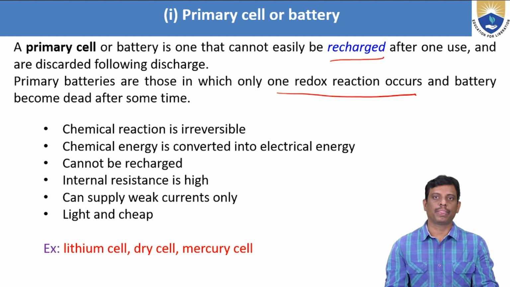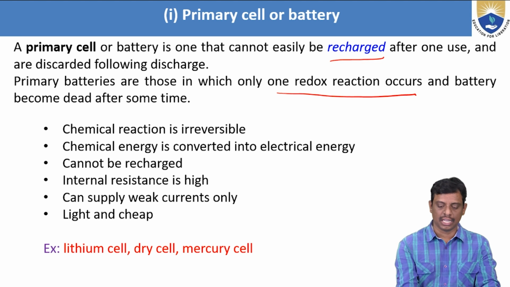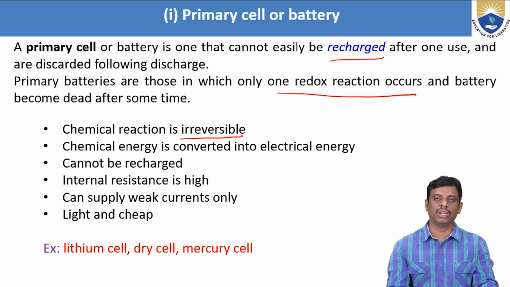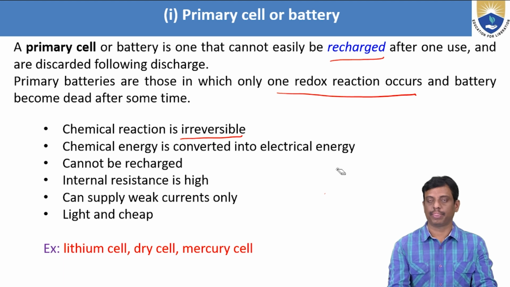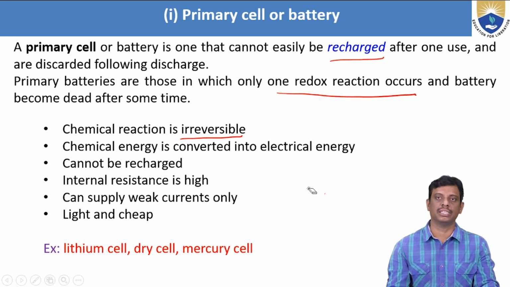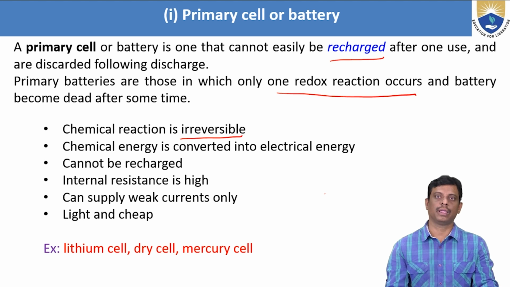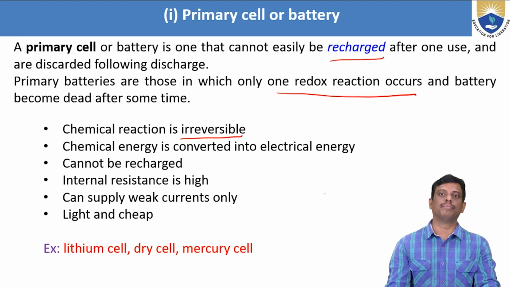Especially in primary batteries, the chemical reaction is an irreversible reaction. It is not a reversible reaction. The reactant A, once formed into the product, cannot come back to reactant A. That is, the chemical reaction is irreversible, which means the battery cannot be used a number of times. It is possible only one time. That battery is considered a primary battery.